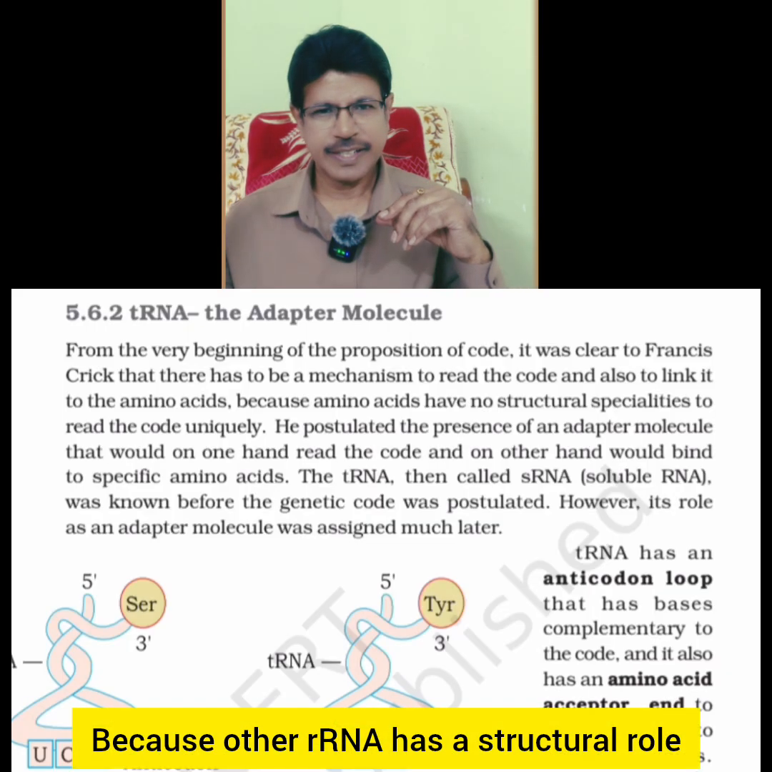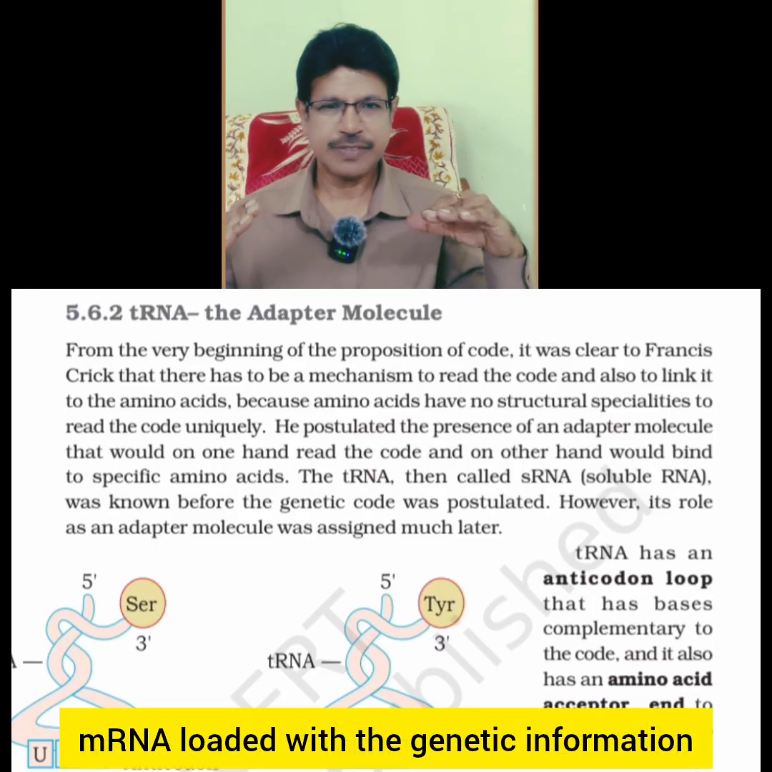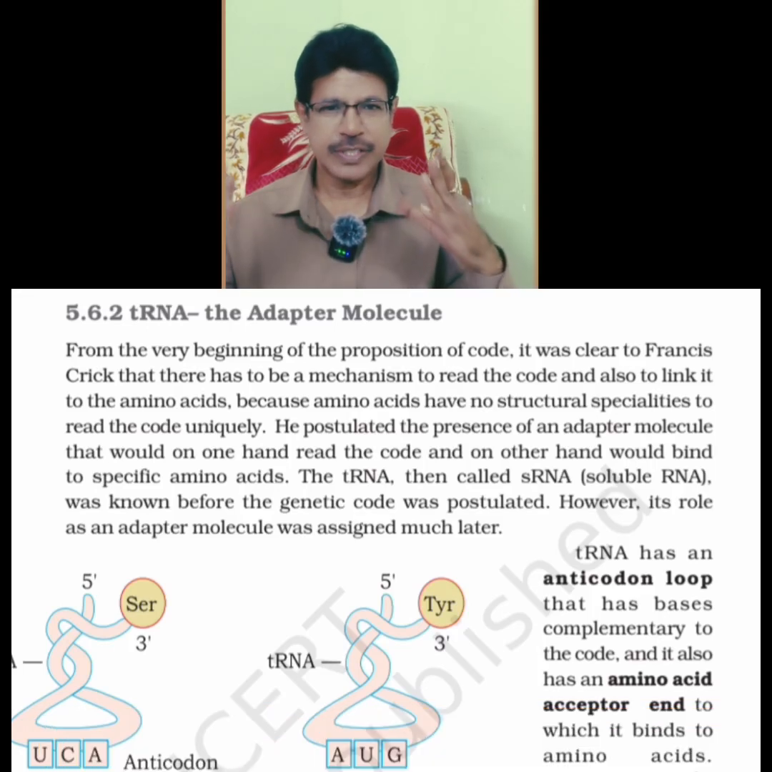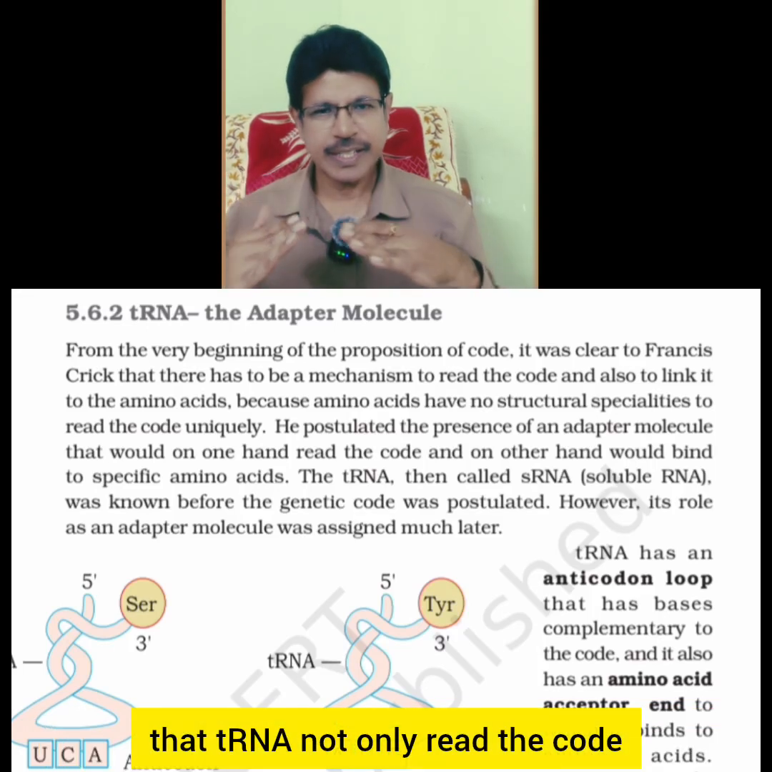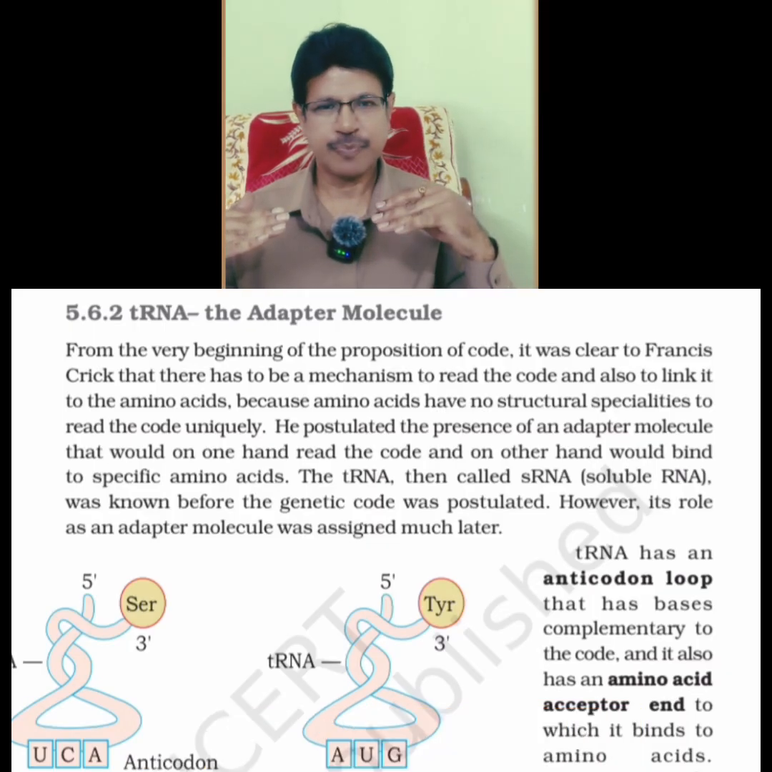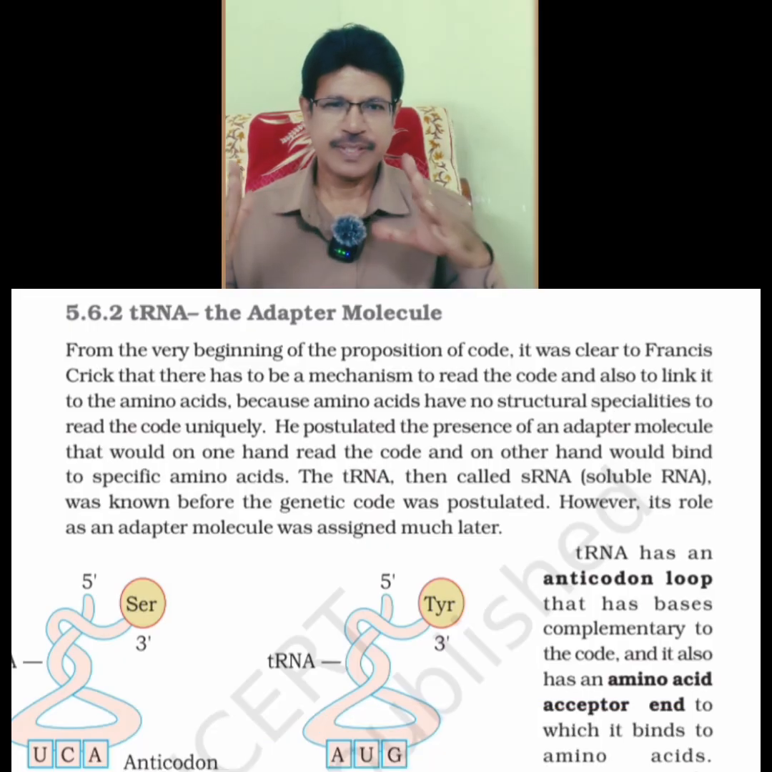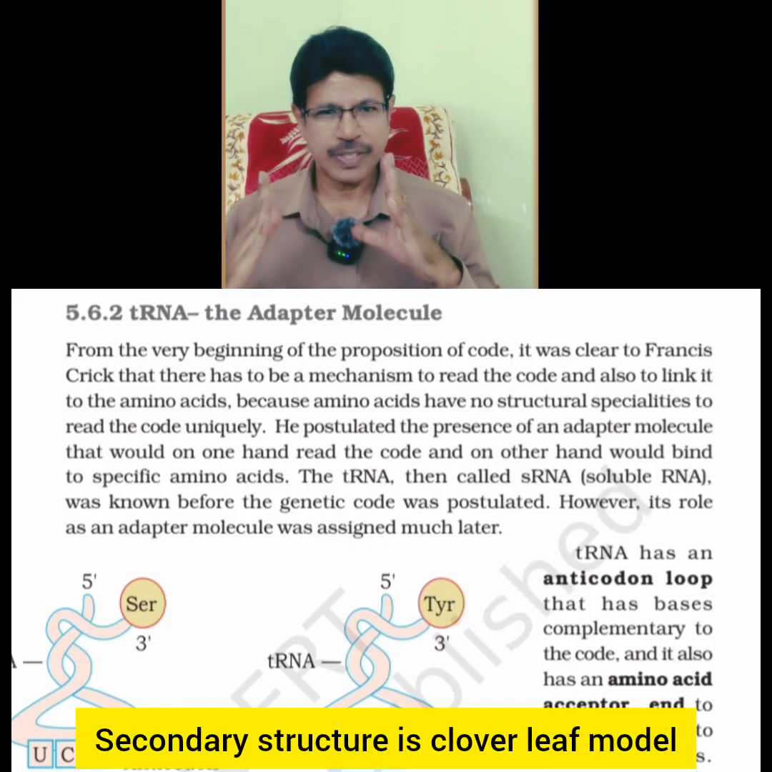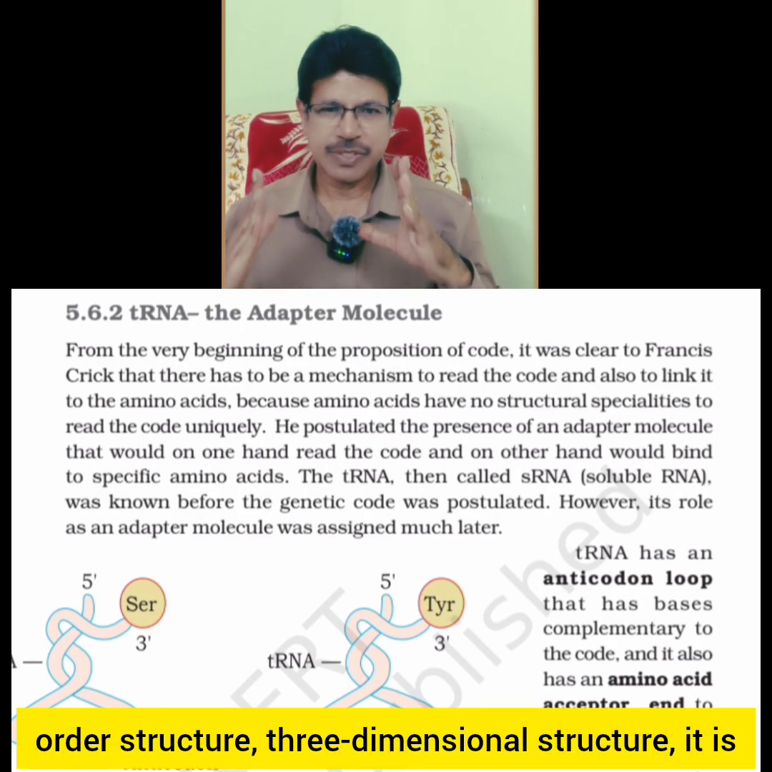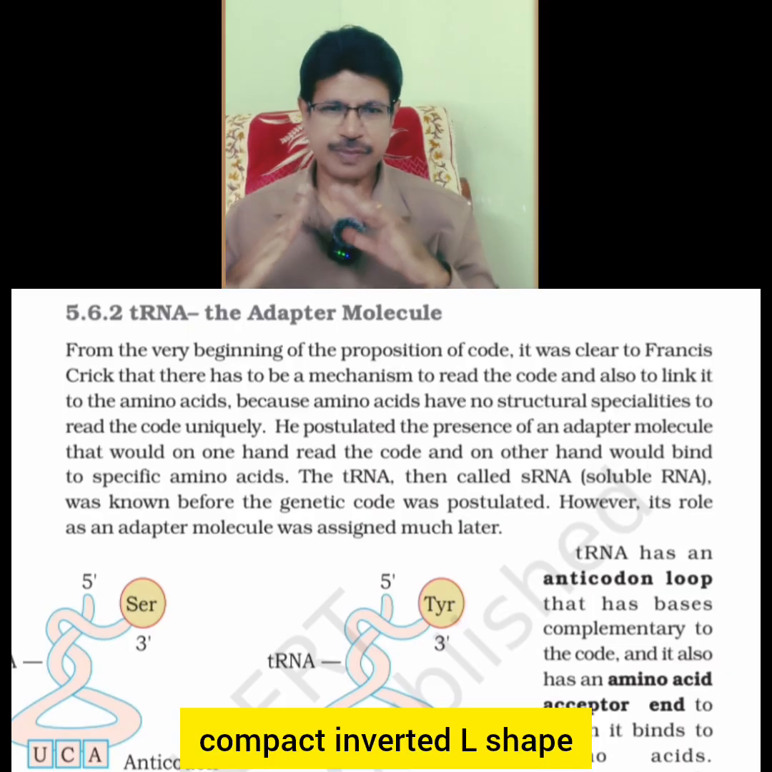The other RNAs have a structural role and catalytic role. mRNA is loaded with genetic information. Amino acid does not have structural peculiarities. So it is inevitable that tRNA not only reads the code but also links to amino acid. The tRNA primary structure is linear. Secondary structure is the cloverleaf model. Third order, three-dimensional structure is a compact inverted L shape.